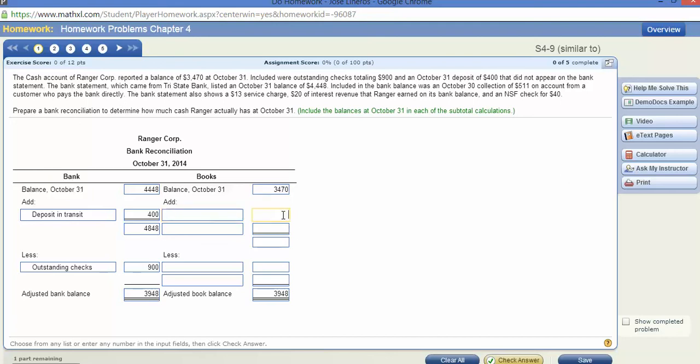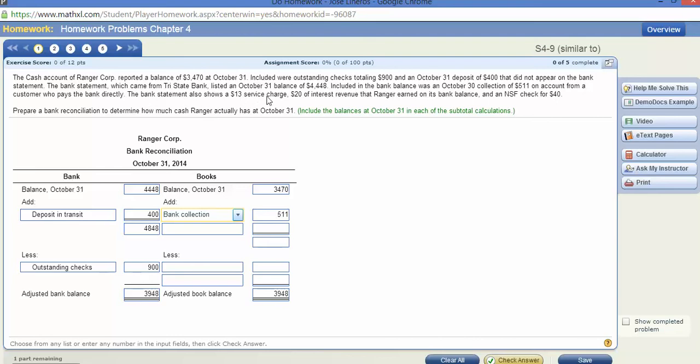So we put $511, and this is a bank collection. This is something the bank collects for us and then tells us on the bank statement, hey, we collected $511 for you, directly paid to us. You don't know about it until you look at the statement.